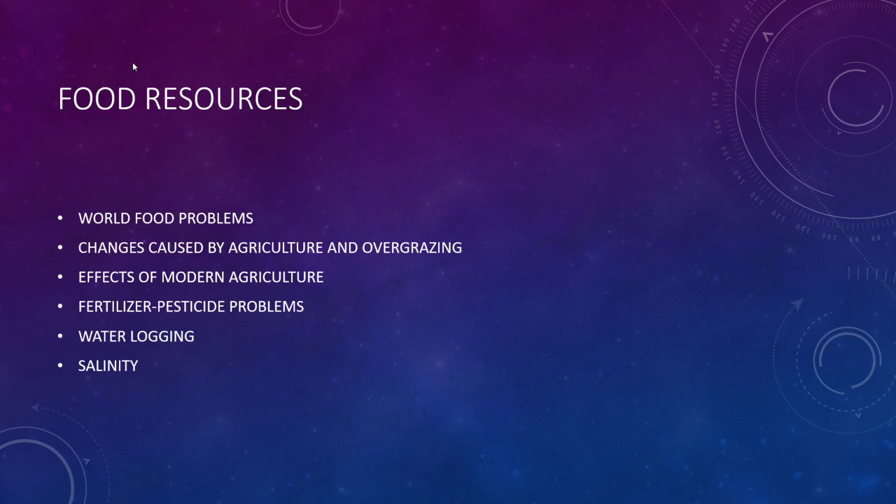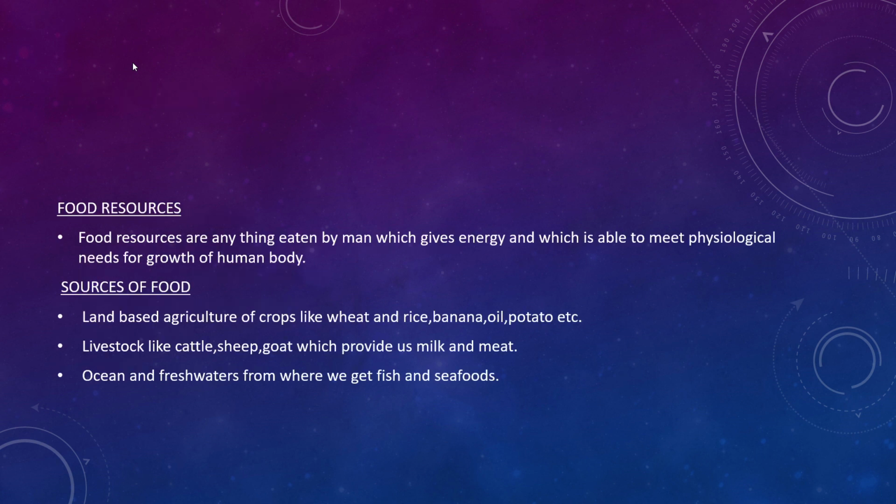we can study food resources. In food resources, you have to study global or world food problems, changes caused by agriculture and overgrazing, effects of modern agriculture, fertilizer or pesticide problems, waterlogging and salinity. We can study world food problems in detail, and before that you have to know what a food resource is.